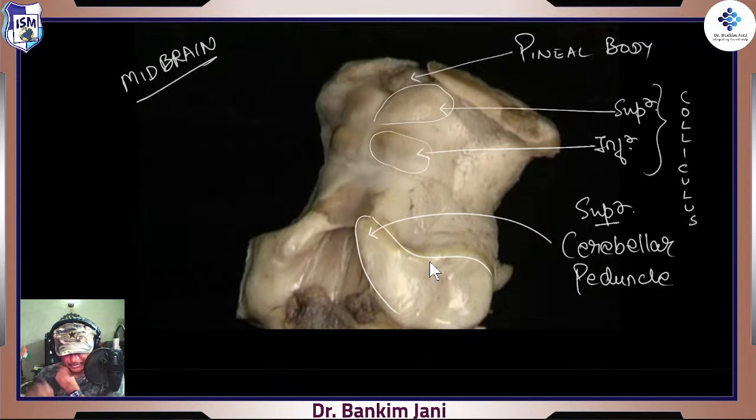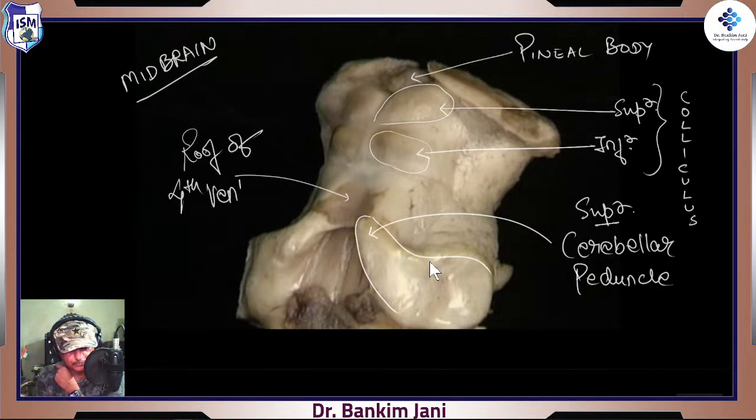And just to recollect, this would be like the roof, the roof of the fourth ventricle, correct? That is the roof of the fourth ventricle, and that's how it is arranged. Okay, here it is. Much better, seen a bit more properly. This is completely a dorsal view, or the posterior view.